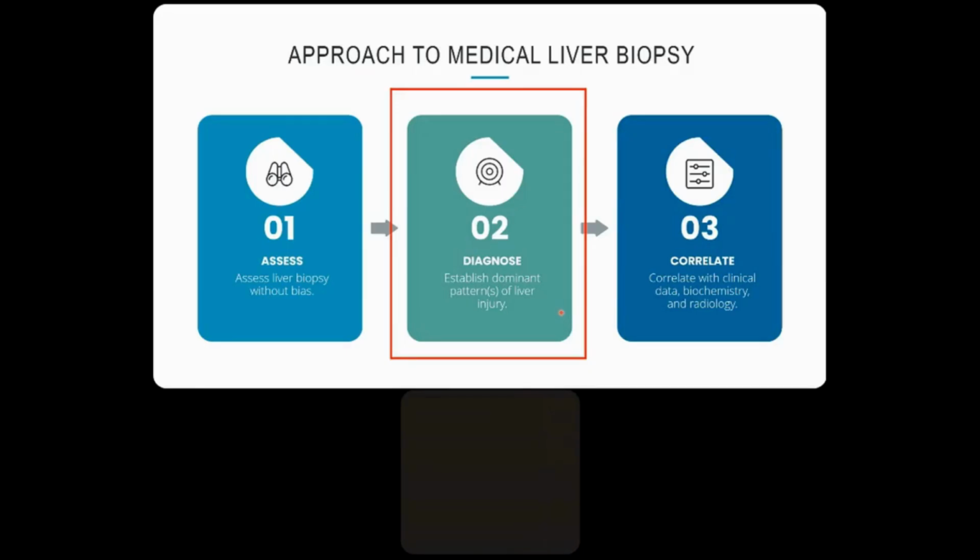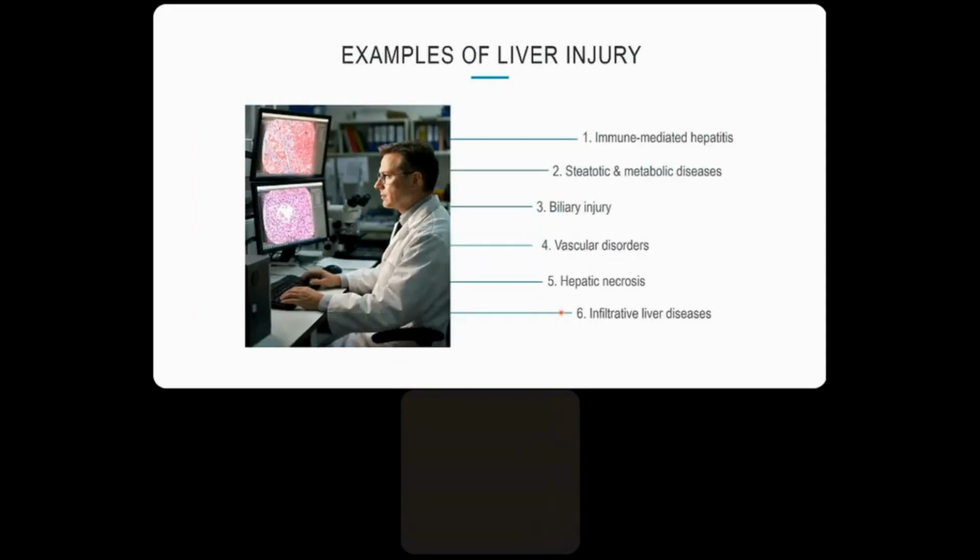that everything is concordant. And with regards to pathology diagnosis, here is a non-exhaustive list of common patterns of liver injury that one may see under the microscope. So we will now go over each of these briefly using real-life case examples. So starting with case one.